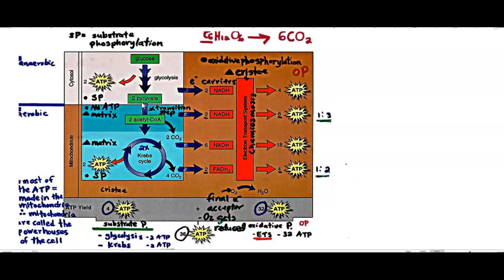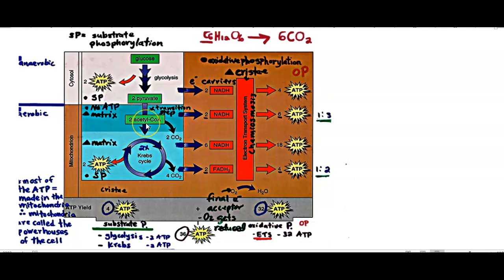2 pyruvates now are going to go into the matrix of the mitochondria. So these 2 tealish bluish colors are the matrix of the mitochondria. Transition step. No ATPs are made. It does make 2 NADHs, which go to the electron transport system. 2 times 3, 6 ATPs. So here, 2 NADHs, only 4, because remember it has to pay that mitochondria toll. So it makes 6, but it uses 2.